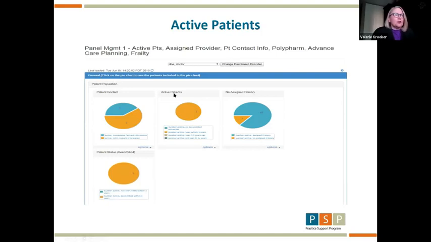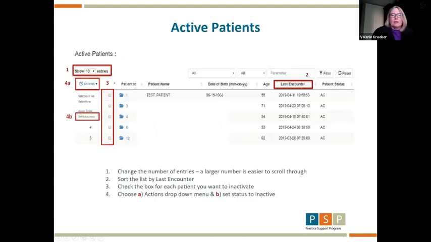So once you've got your pie chart up, you're going to click either on the pie chart here, or under the options menu. When you click on this, there's an option to drill down, and this will give you your patient list, which looks like this. So when you drill down, you'll see your active patients. Again, these are the patients for you.